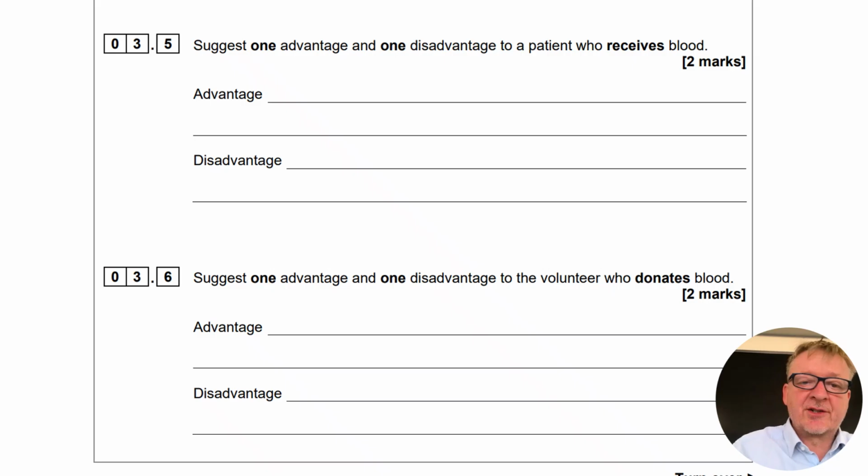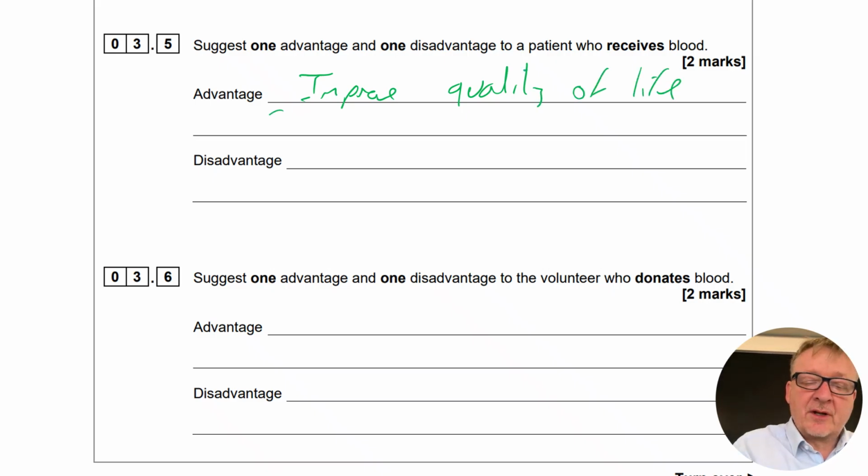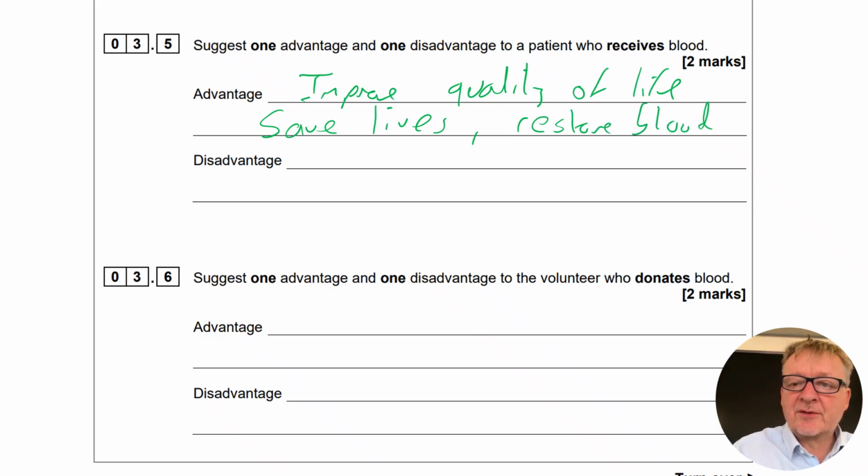Right, so an advantage. What you're going to do is improve the quality of the person's life. Quality of life. Okay, an advantage is if you give blood, you're going to save lives. And also you're going to restore blood levels for the person who's getting the blood. Okay, makes sense, doesn't it? It's great.